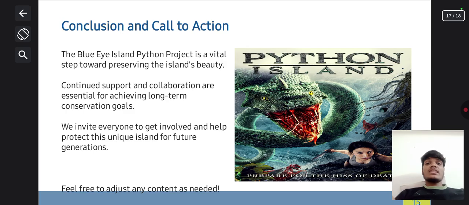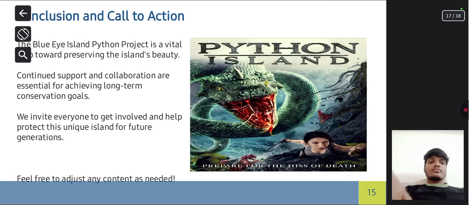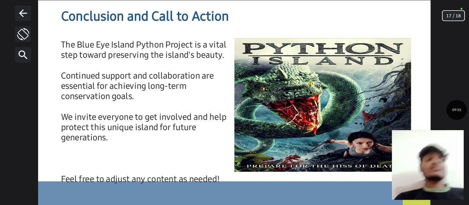Conclusion and call to action. The Blue Eye Iceland Python project is a vital step to preserving the Iceland's beauty. Continued support and collaboration are essential for long-term conservation goals. We invite everyone to get involved and help protect this unique Iceland for future generations.